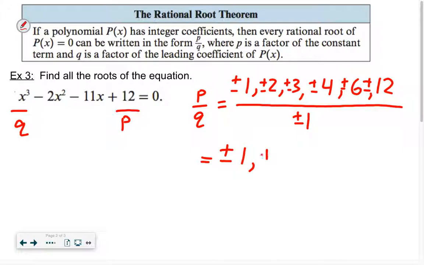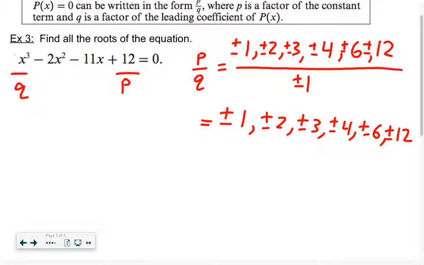Another root could be positive 2 or negative 2. Could be positive 3 or negative 3. Could be positive 4 or negative 4. Plus or minus 6, plus or minus 12. So somewhere within this list lies all of our real roots that we are searching for. The problem is we don't know which ones they exactly are. The good news is you've been taught a process to identify which one the real root is. And that goes back to our remainder theorem.